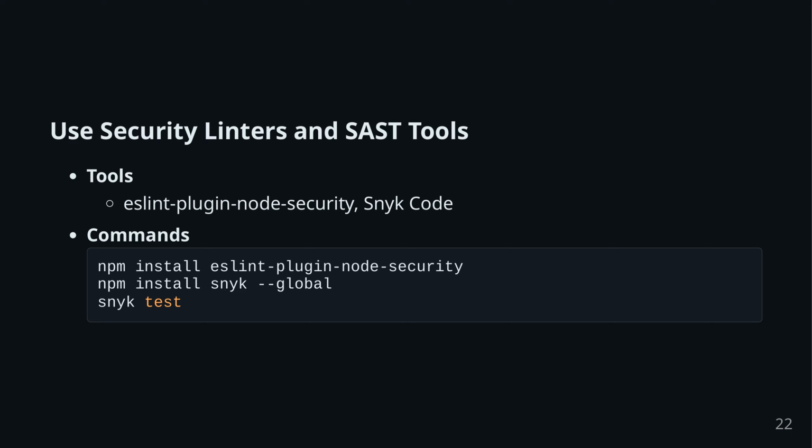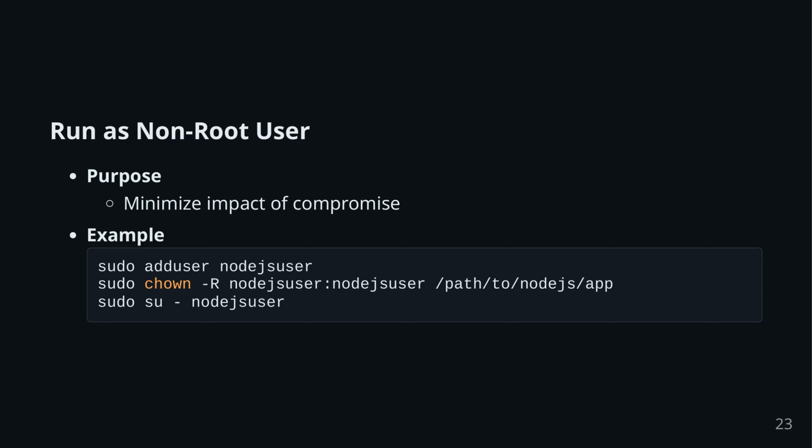On this slide, we focus on running your Node.js application as a non-root user. This practice is crucial for minimizing the impact of any potential compromises. Let's look at a practical example. First, we create a new user named nodejsuser by running the command sudo adduser nodejsuser. Next, we change the ownership of your Node.js application directory to this new user: sudo chown -R nodejsuser /path/app. Finally, switch to the newly created user: sudo su nodejsuser.